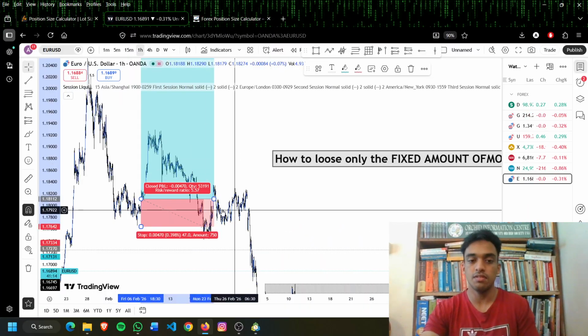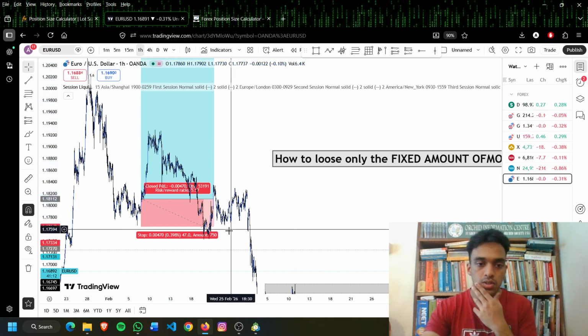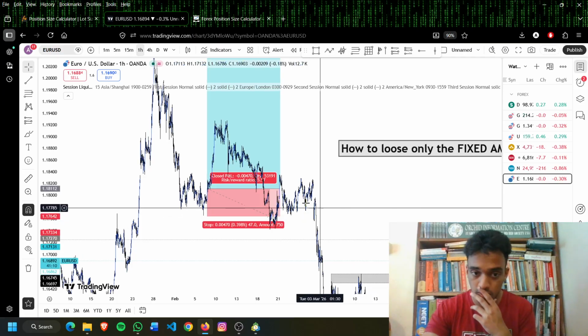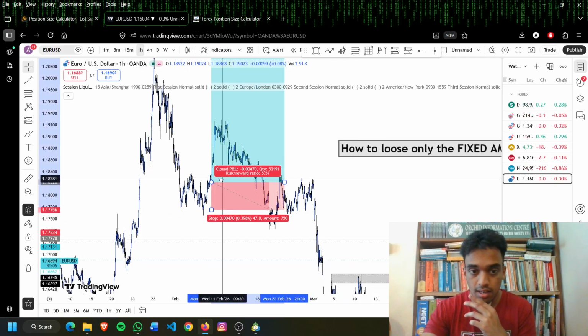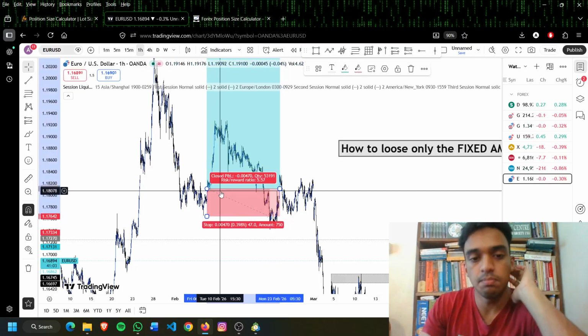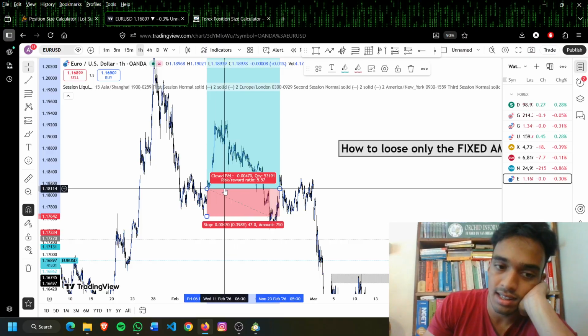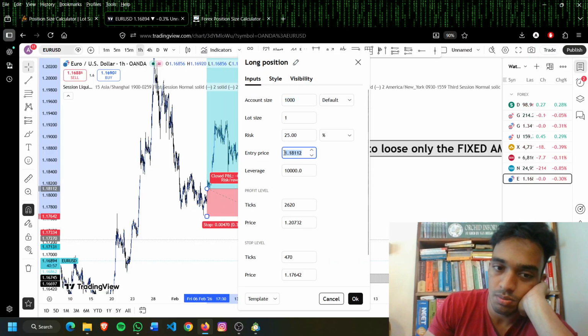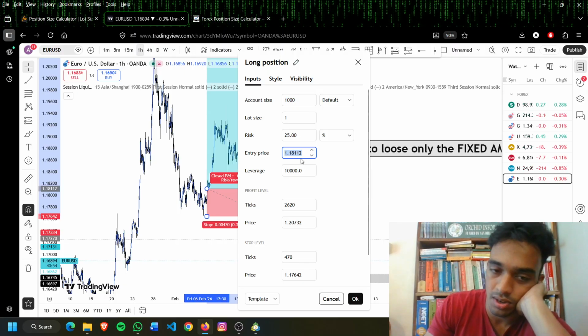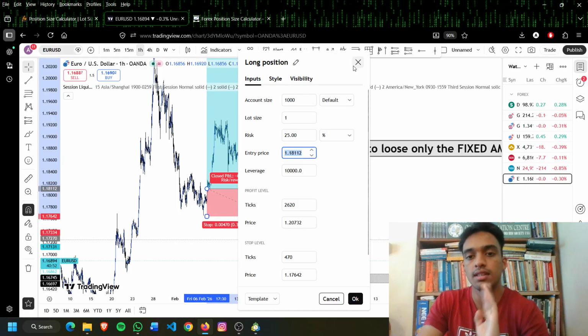I will only lose $50 in that trade. So there are a few tips which I will give you when you are using this tool. If you are entering, try to put a buy limit or sell limit order exactly at this price. You double click, and this is the entry price. You should put it in the broker. So that is a tip which I'll give.